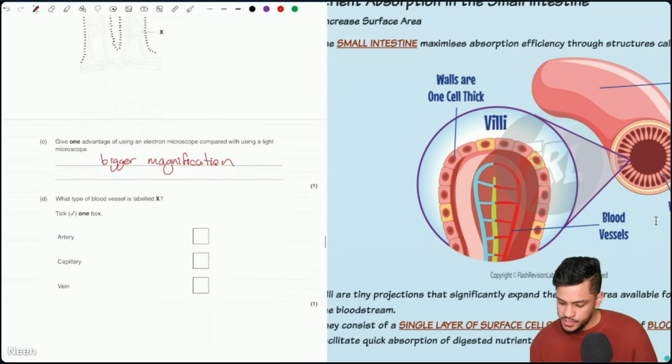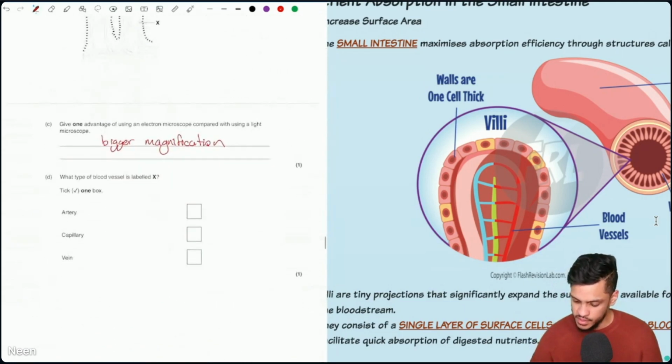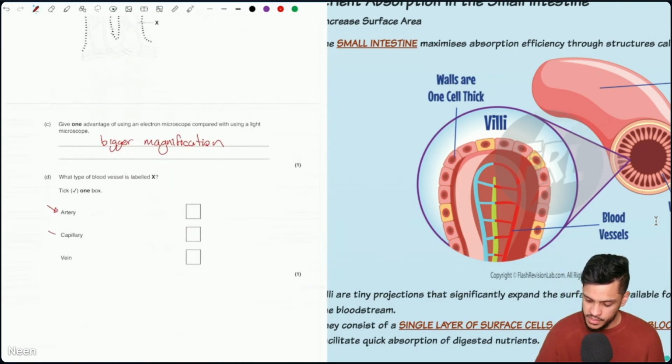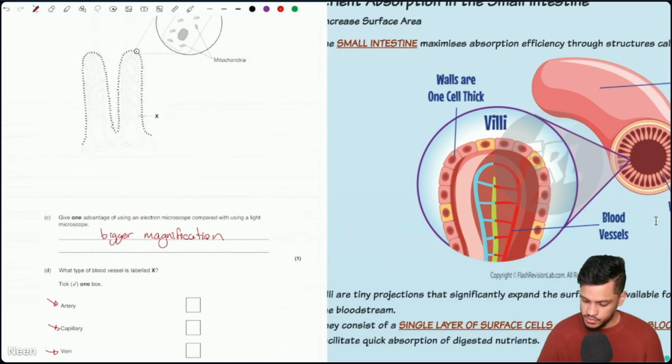What type of blood vessel is labeled X? We've got 3 types of blood vessels, guys. Arteries, capillaries, veins. Which one would you think X is then? Arteries carry blood away from the heart. Veins carry blood into the heart. Capillaries basically join arteries and veins together. Yep, DP, well done. Capillaries.